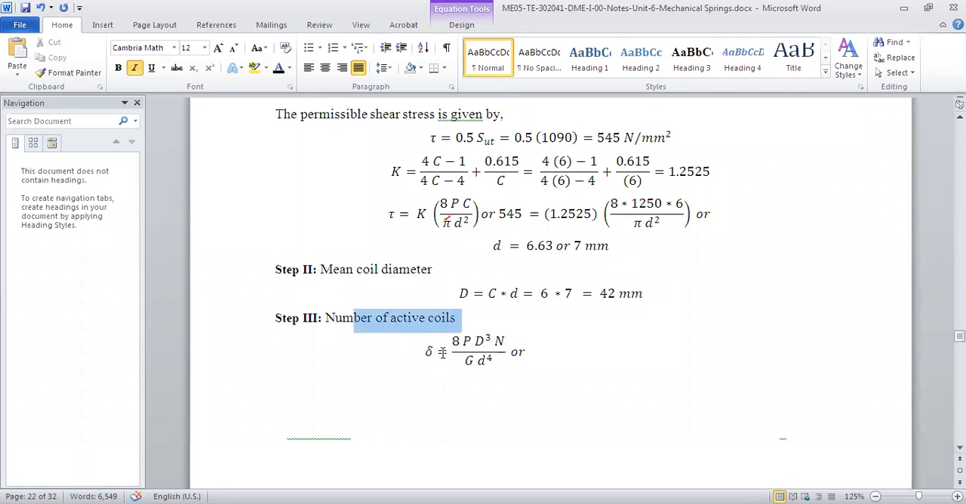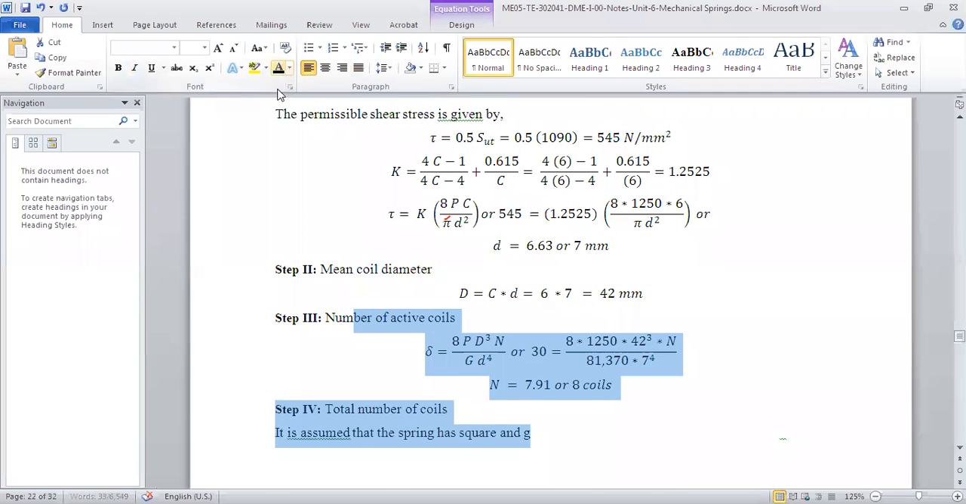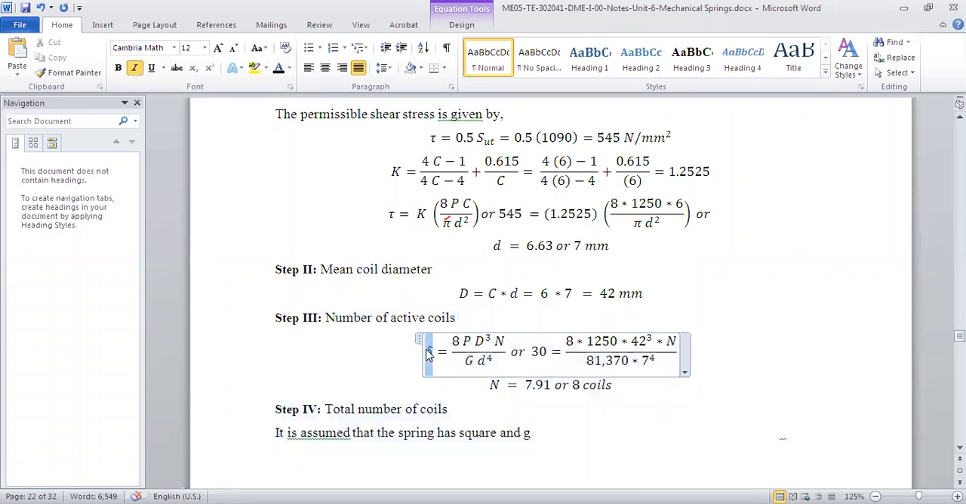Now we have to find out active coils, and then we will finalize N to get the total number of coils. How can we calculate active coils? Using the deflection equation. We know deflection, we know load, we know capital D, small d, and we know G. So we can calculate the total number of active coils. So delta is equal to 8PD cube N upon G d raised to 4.